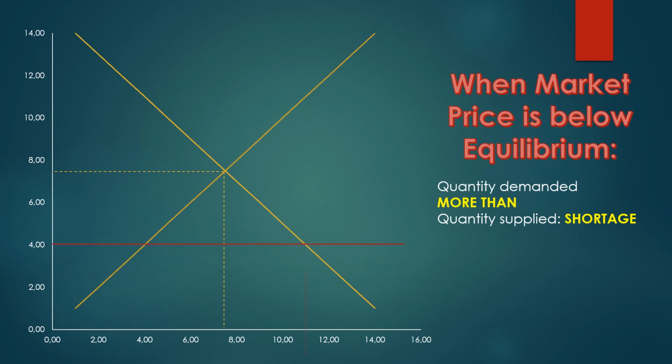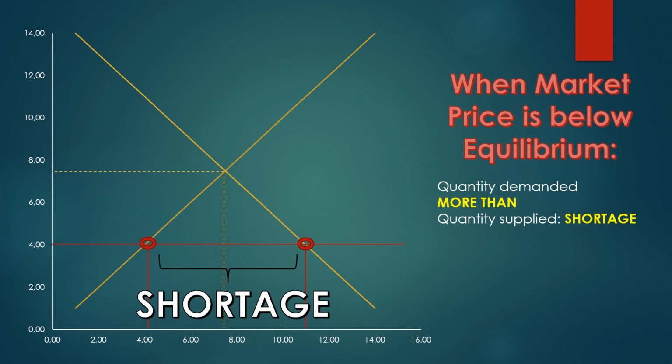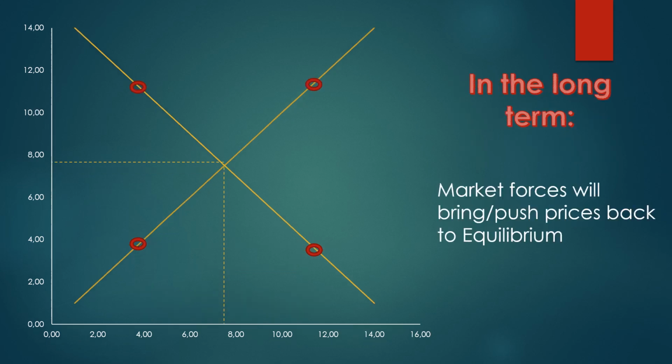Now what happens instead when the market price is below the equilibrium? Now this would mean that quantity demanded would be more than quantity supplied, leading to a shortage. So there's too little being supplied and too much being demanded. Alright. However, eventually, in the long term, market forces will push prices back to equilibrium.